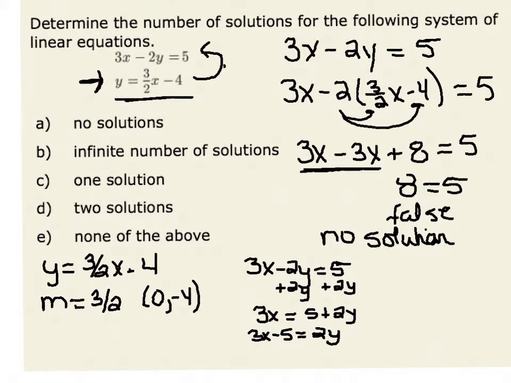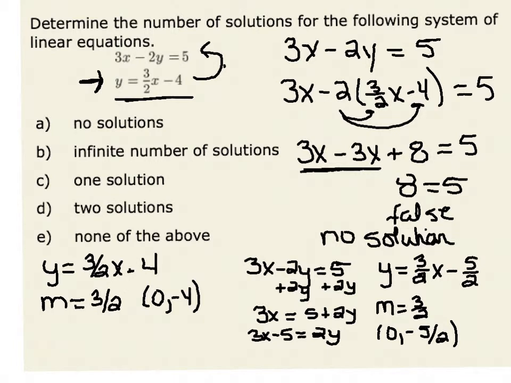Finally, to solve for y, I'm going to divide everything by 2, giving me y is equal to 3 divided by 2, or 3/2 x, minus 5 divided by 2, or 5/2. This tells me that the slope of my first line is also 3/2, but its y-intercept is at 0, negative 5/2. Therefore, we can see that these lines are indeed parallel, having the same slope, and they have different y-intercepts, verifying that this system of equations has no solution.